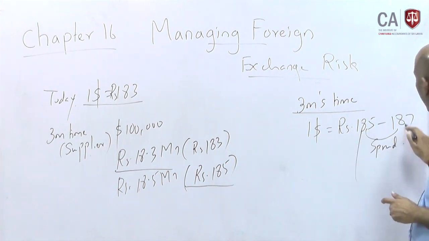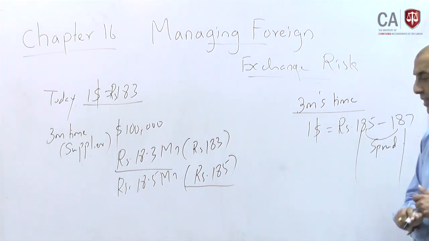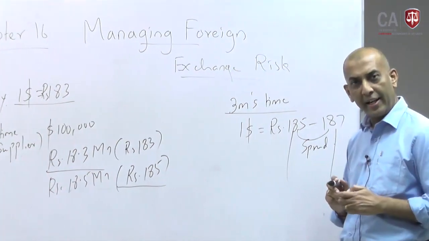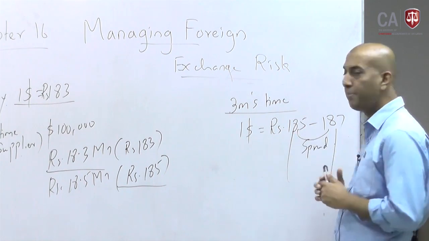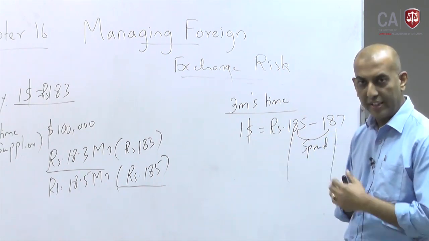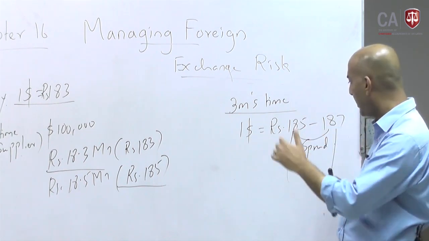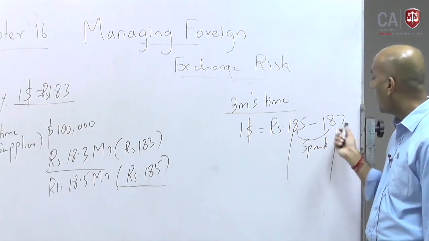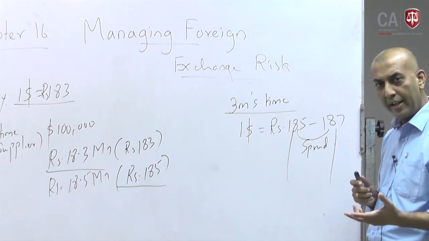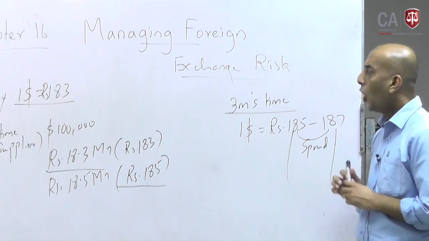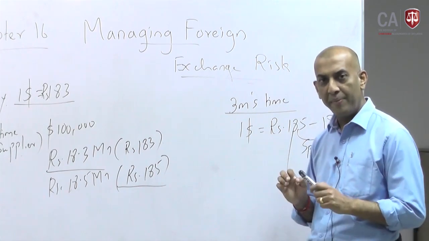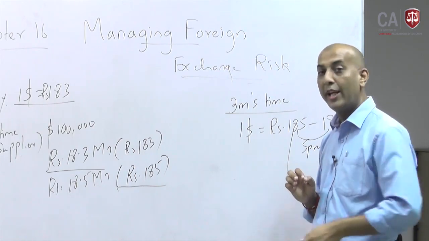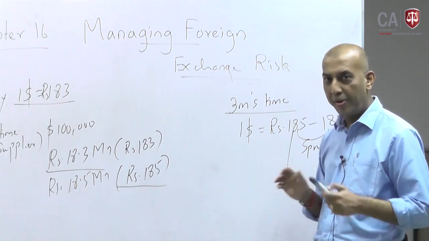Now, why are there two rates? One is called the buying rate, the other is called the selling rate. Whenever you are given a spread, that is two rates for the same currency for a period or day, you will have to find out which is the buying rate and which is the selling rate. Always remember this buying rate and selling rate is from the bank's point of view, not from the customer's point of view.